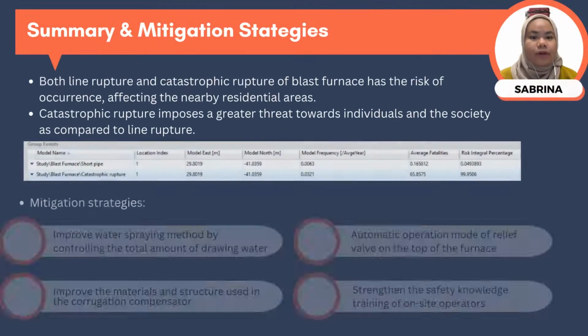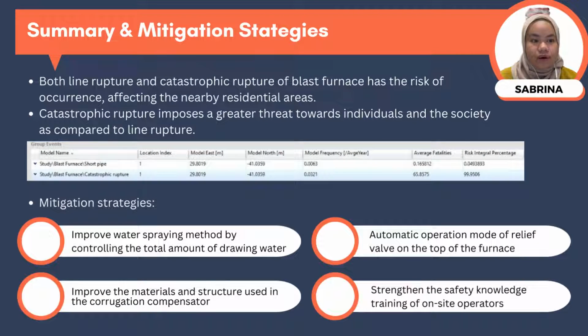To sum up, it can be concluded that both line rupture and catastrophic rupture of the blast furnace have the risk of occurrence affecting the nearby residential areas. However, catastrophic rupture imposes a greater threat towards individuals and the society as compared to the line rupture. This can be proven from the comparison of risk integral percentage and average fatalities between line rupture and catastrophic rupture, where catastrophic rupture resulted in high percentage and value. Hence, it can be deduced that mitigative measures should be taken to minimize the risk.